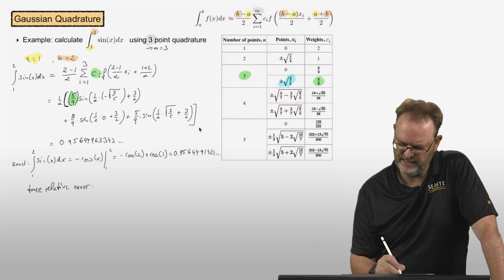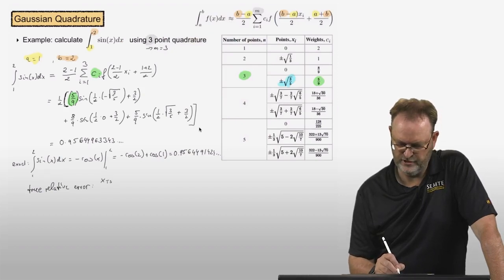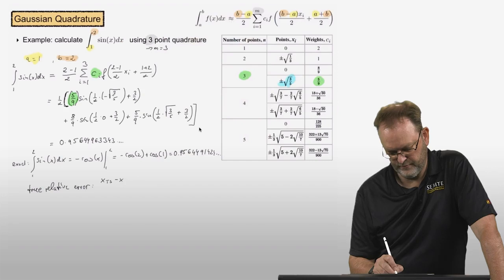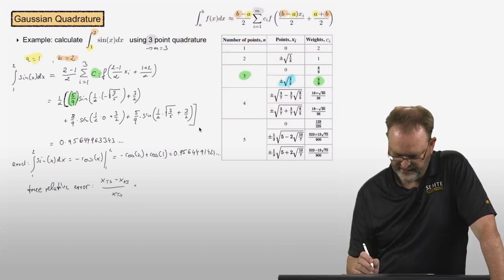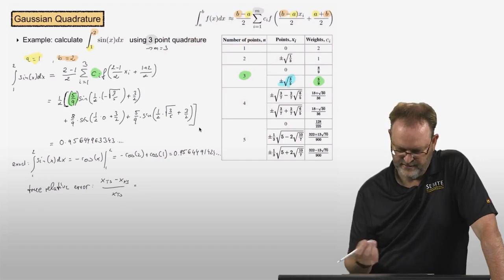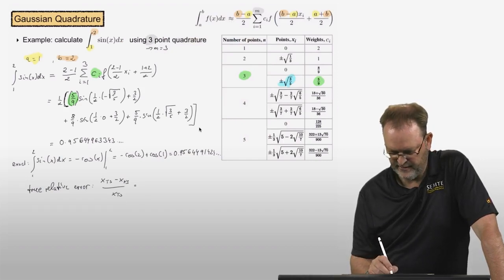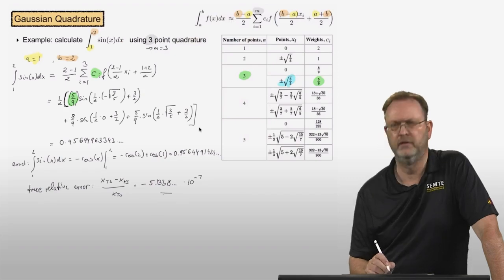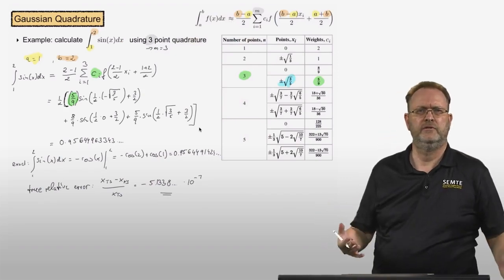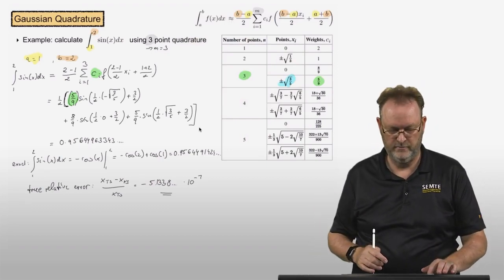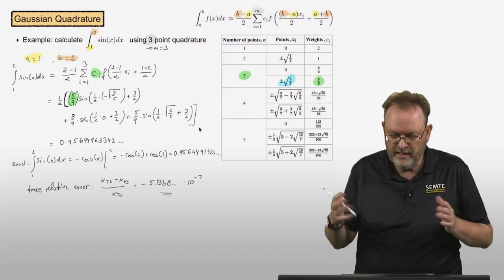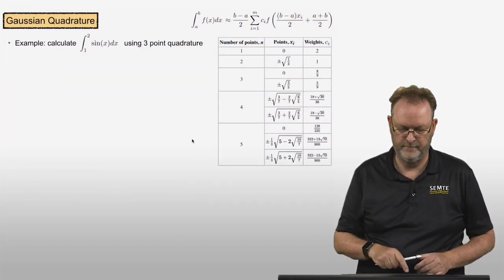Okay, so the true relative error definition was the true solution minus the numerical solution divided by the true solution. So if we plug in those values, what we'll find is that the true relative error is negative 5.1338 and so on, times 10 to the negative 7. So just using 3 points, we get a very accurate estimation for this integral, which makes Gaussian quadrature really powerful because it is quite accurate.